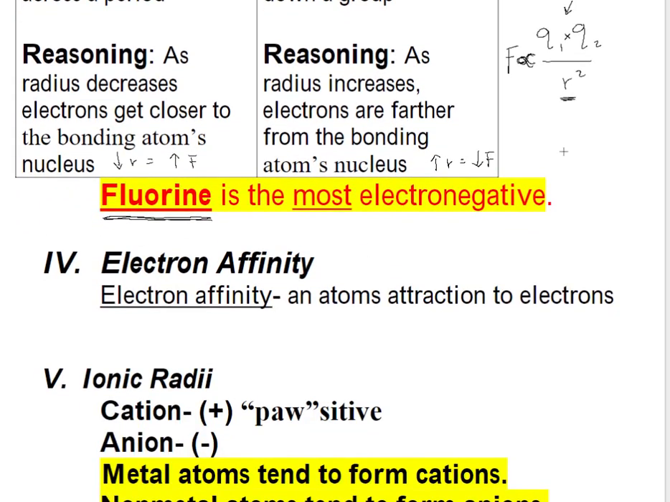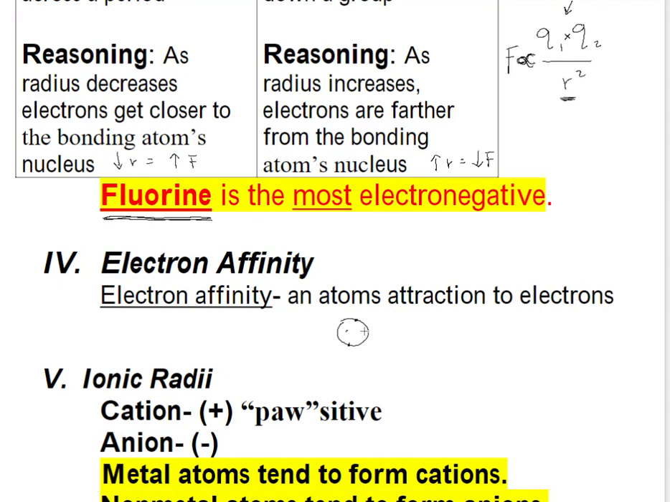Electron affinity is very similar to electronegativity, except instead of being in a tug-of-war in a compound, you just have an atom floating around. Let's say it's hydrogen floating around, and how much does it want to gain an electron? That is very similar to the pull that it has on the electron. So you're going to see the exact same trends, and we're not going to write them down.